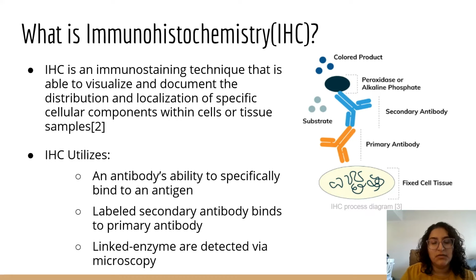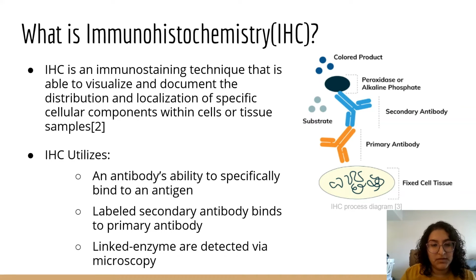Common enzymes that are used are horseradish peroxidase, which produces a brown stain, and alkaline phosphatase, which produces a blue or purple stain. Since IHC uses enzymes rather than a fluorescent dye, you are able to store your samples for a longer period of time and reduce autofluorescence.